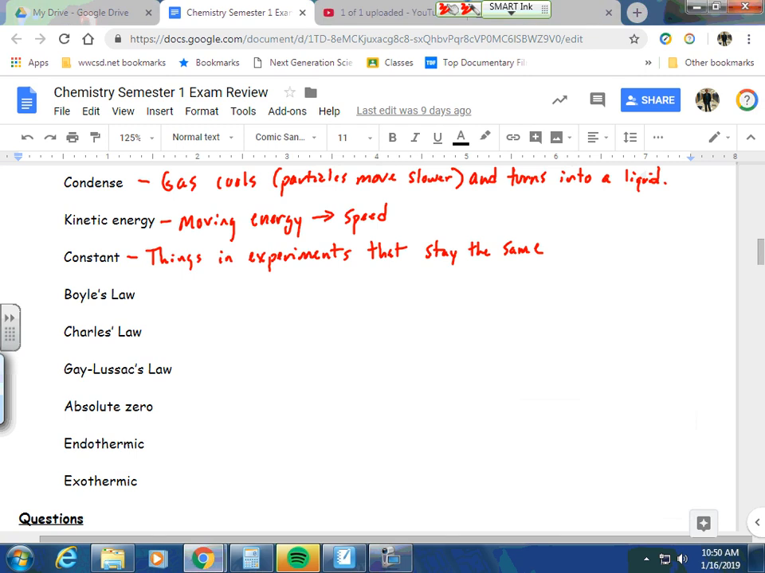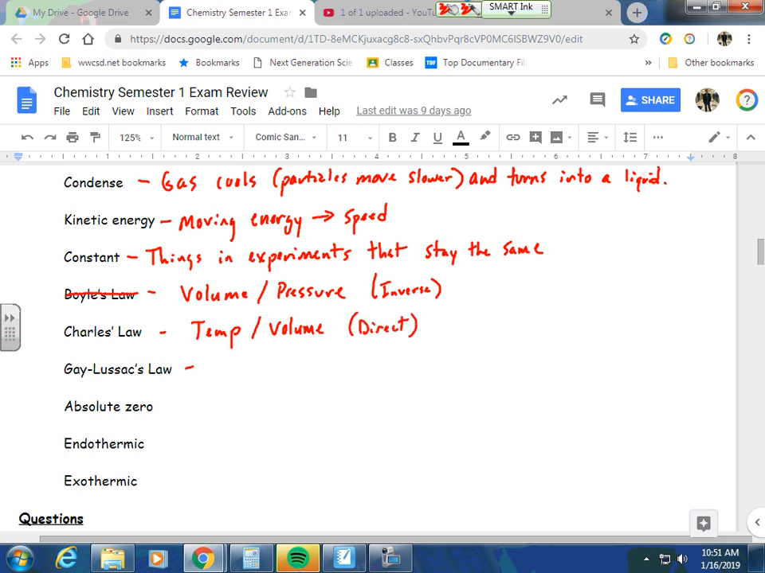So we have Boyle's law, Charles' law, Gay-Lussac's law, which are all relationships between different things. Really, Boyle's law is a relationship between volume and pressure. And we know just by reasoning that this is an inverse relationship. I did say we don't necessarily have to know the name of it, but we should know that volume and pressure is an inverse relationship. Charles' law is a relationship between temperature and volume. Okay, we should know that this is a direct relationship. So if we increase the temperature, the volume will also increase.